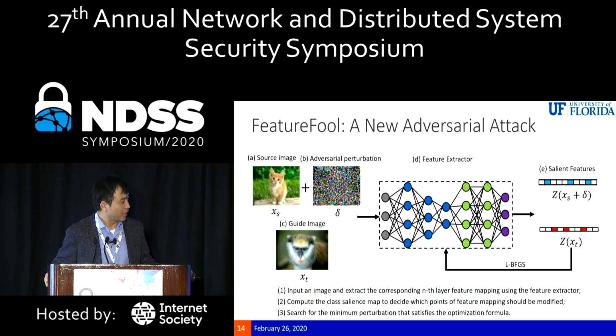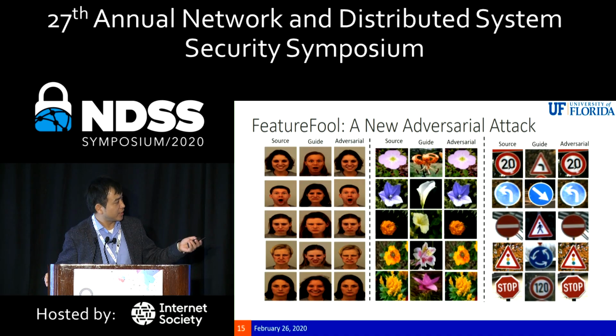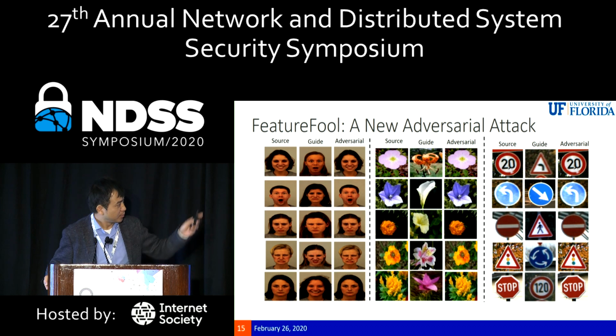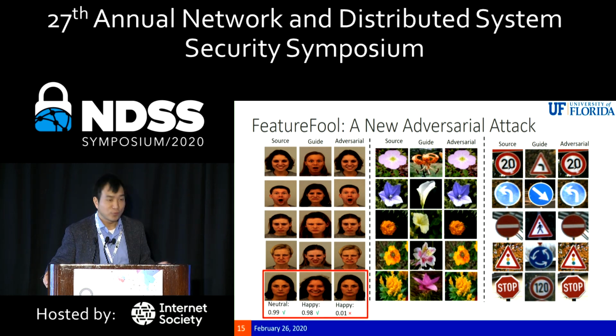So for example, this is a typical featureful generated image. Among all these three figures, the leftmost column is showing you the original image. The middle one is the guided or the target image, and the right one is the adversary or non-adversary example. So what you would see is that for the left column, we correctly identify them with high confidence.